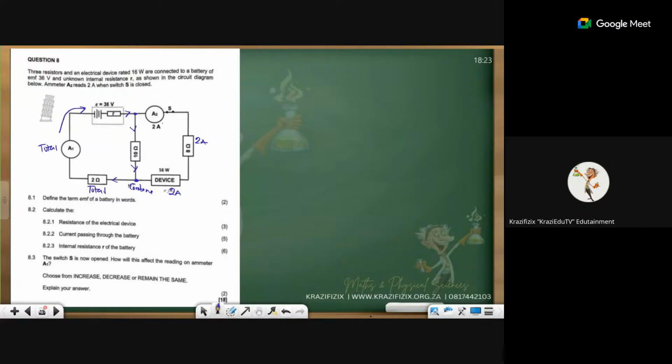Define the term EMF. EMF is the maximum energy supplied by a battery. So please write that for me.